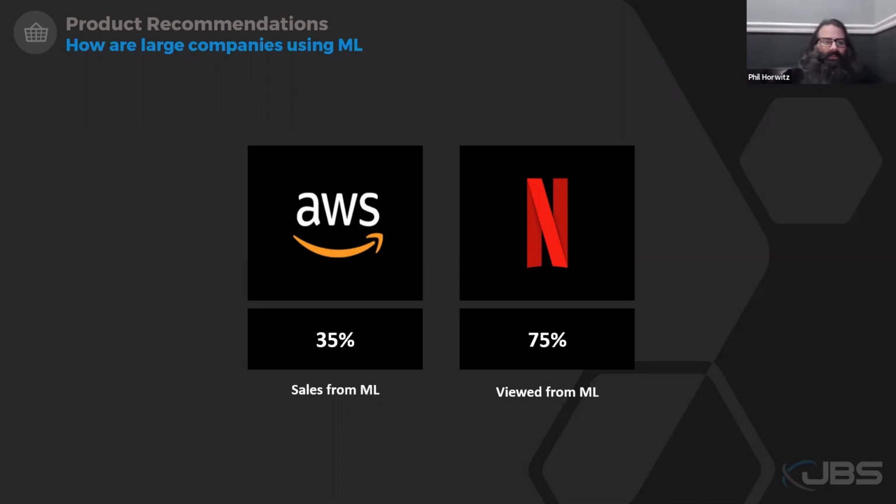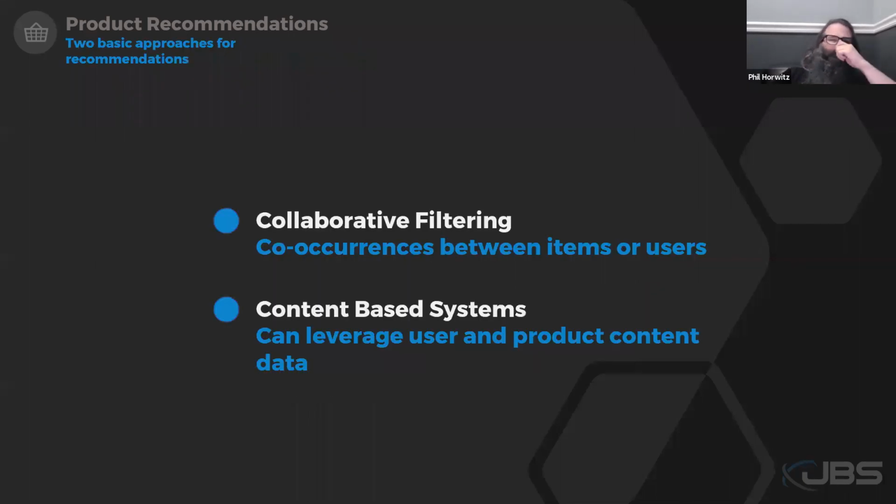So I think those statistics speak for themselves as to the importance of having a good product recommendation engine and strategy in place. So when it comes to product recommendations, there's generally two ways that are typically used, and these are collaborative filtering and content-based systems.